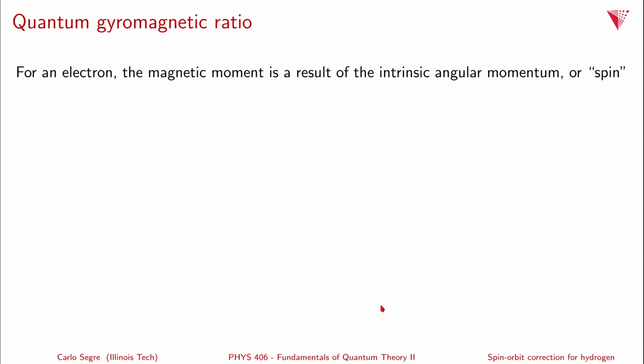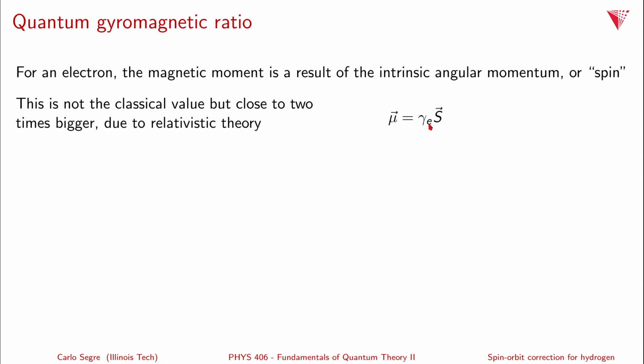For a quantum electron, the magnetic moment is really a result of the intrinsic angular momentum, that is the spin. But it's not really because of any spinning charge. But we know what that is. We know that mu is then equal to some gyromagnetic ratio for the electron, gamma sub e, times the spin angular momentum.